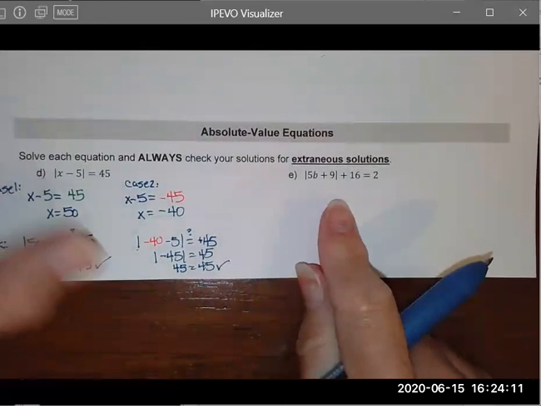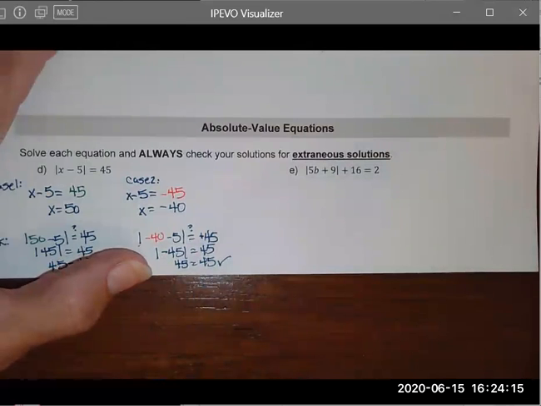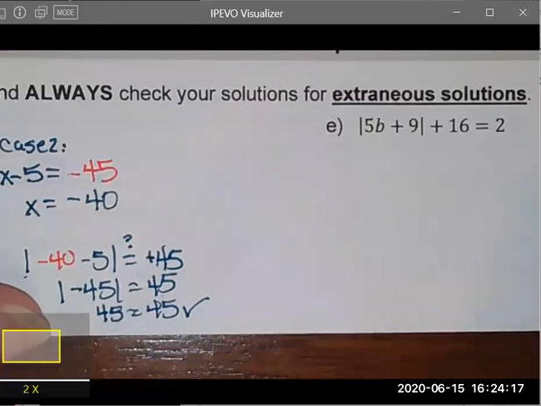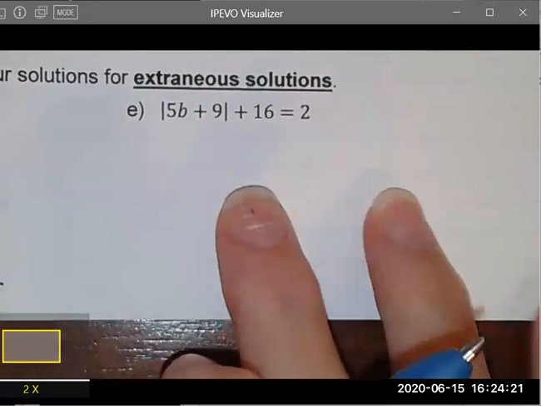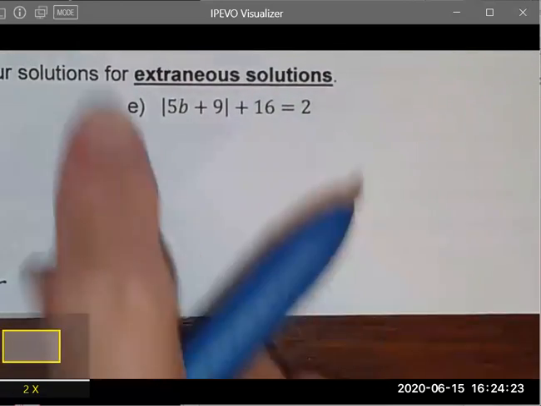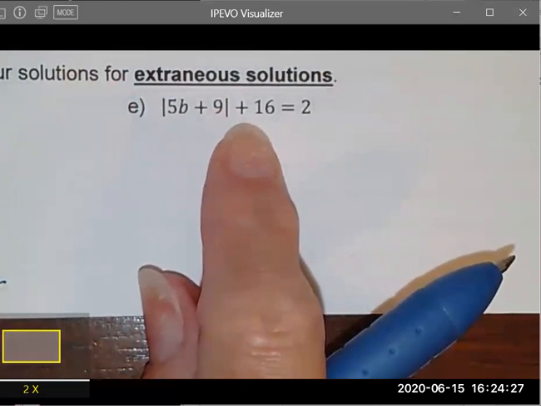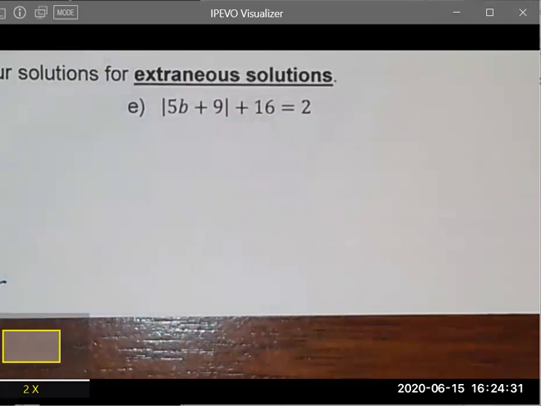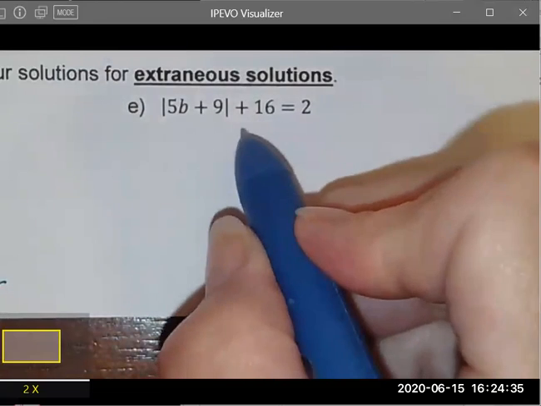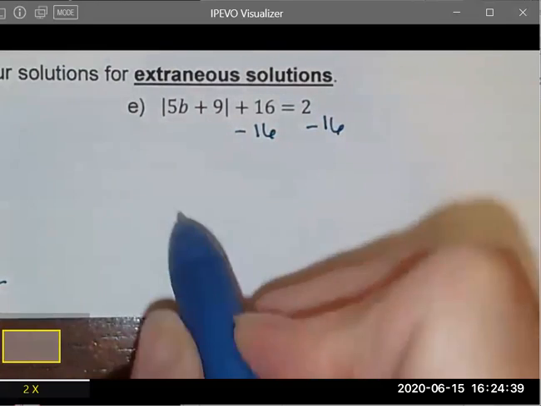All right, let's look at another one. Remembering that step 1, I'm going to zoom in just a touch if I can remember how to do that. Whoa, check it out, it got so big. Okay, remember step 1 is to isolate my absolute value symbols. I notice that there is a 16 on the same side of my equation as my absolute value bars. So I need to move that to the other side. And I do that using inverse operations. And I'm going to subtract 16 from both sides.